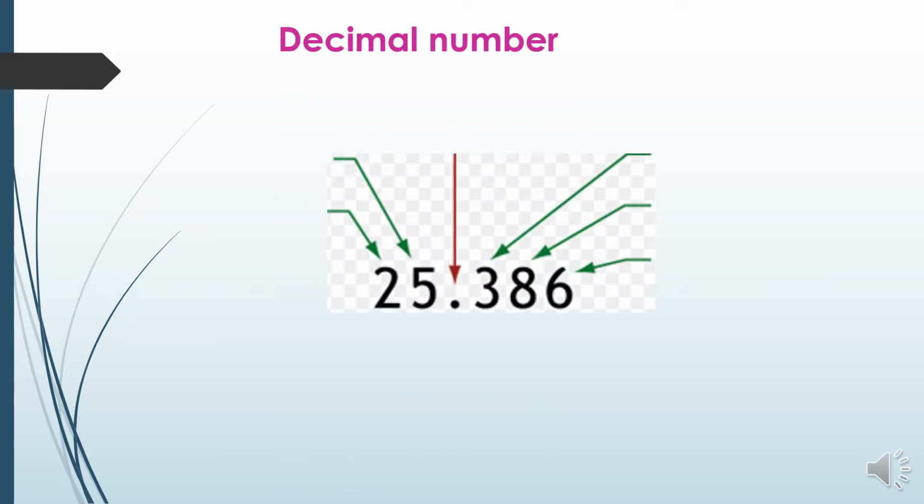Another example. Here we have 25.386. Let's see what is the name of each digit. This one is the decimal point. Before the decimal point, we have the units or the ones. Then the tens. After the point, we start with the tenths. Then hundredths. Then thousandths.